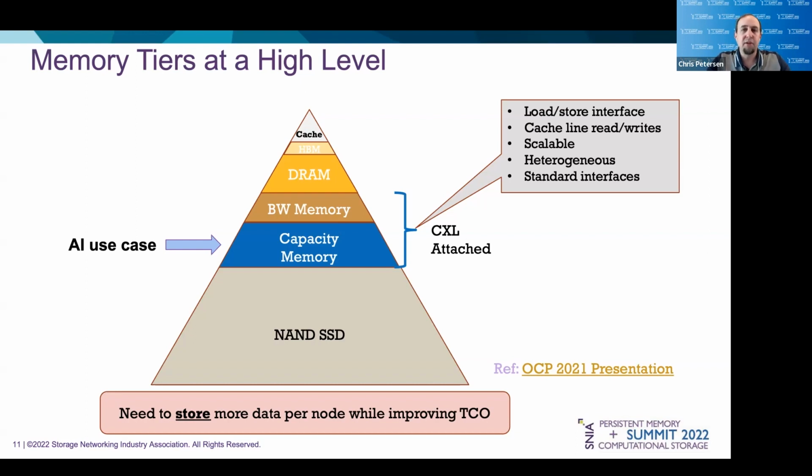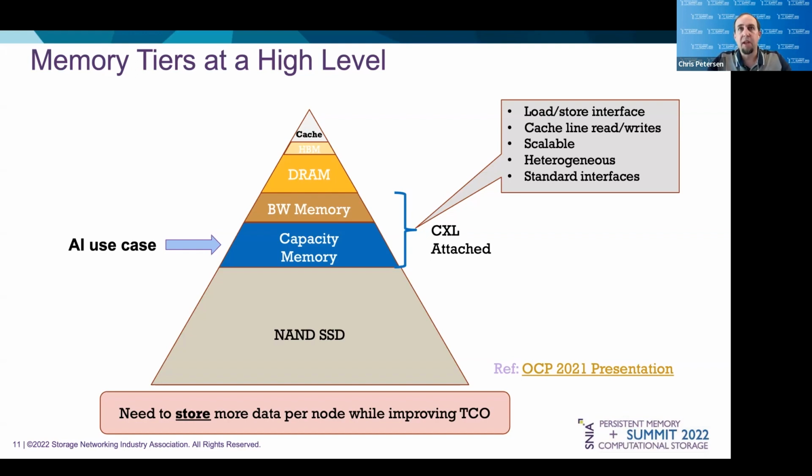We believe that these new layers are best served from CXL attached devices and are referred to here on this slide as bandwidth memory and capacity memory. For context, CXL, or Compute Express Link, is a new coherent interconnect built on top of PCI Express that provides cache line sized reads and writes to memory devices with a standardized approach.